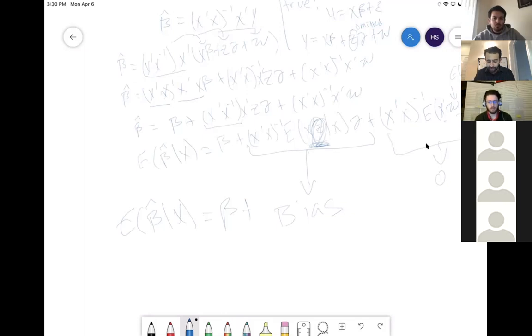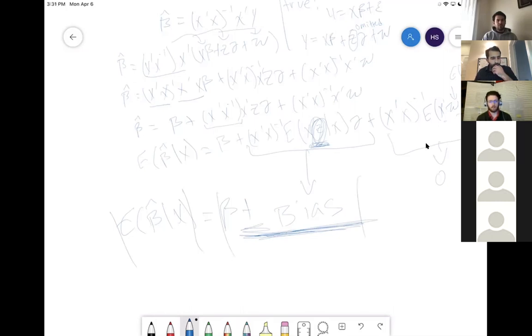Okay? In absolute terms, this is going to make all of my coefficients bigger. It's going to make them bigger by the amount of the bias in absolute terms. Right? So if I added an absolute value to both sides. Does that make sense?